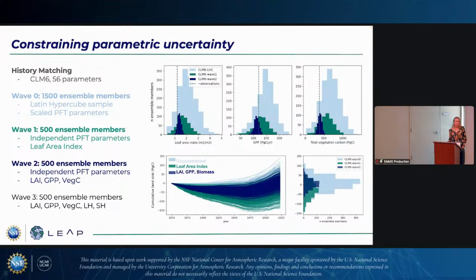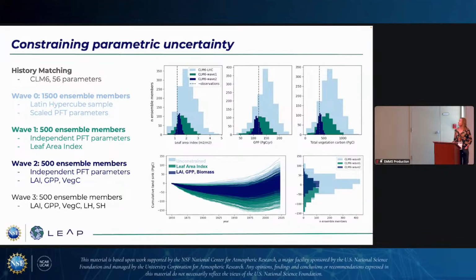So this is the project that I usually talk about. You all have seen this presentation many times. But for those who haven't, after there was a code freeze for CLM6, we started to assess parametric uncertainty in the model. We started by running a one-at-a-time parametric uncertainty simulation and selected 56 parameters to run in this perturbed parameter ensemble.